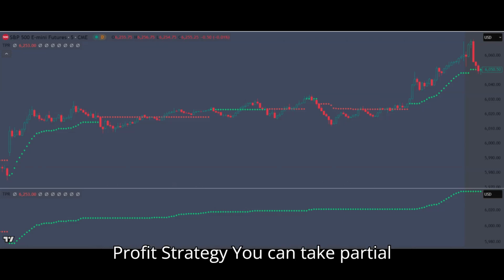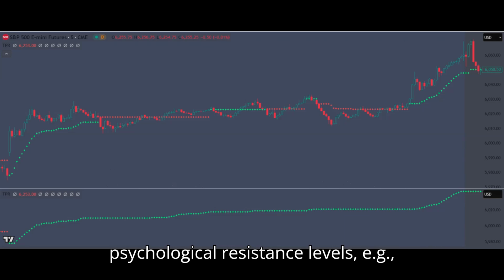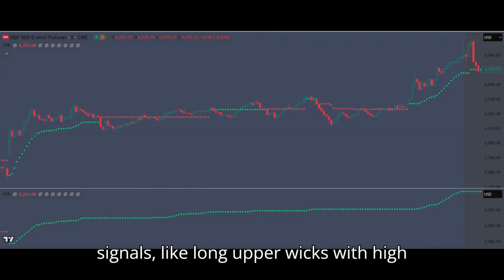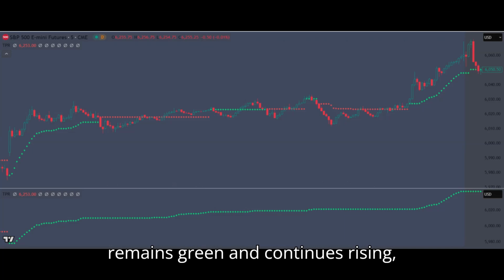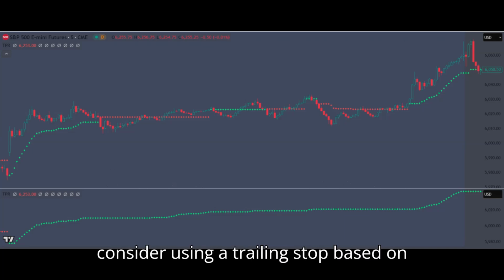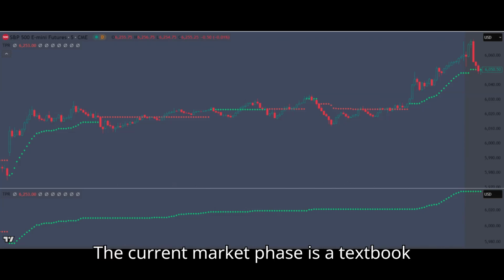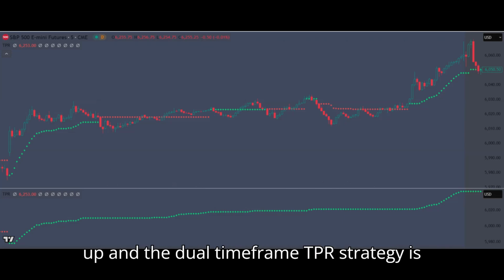Brain: take profit strategy. You can take partial profits near previous highs or psychological resistance levels, e.g., round numbers, combined with candlestick signals, like long upper wicks with high volume. If the long-term TPR remains green and continues rising, consider using a trailing stop based on TPR value pullbacks to ride the trend. Summary. The current market phase is a textbook case of consolidation, breakout, trending up, and the dual time frame TPR strategy is performing excellently.